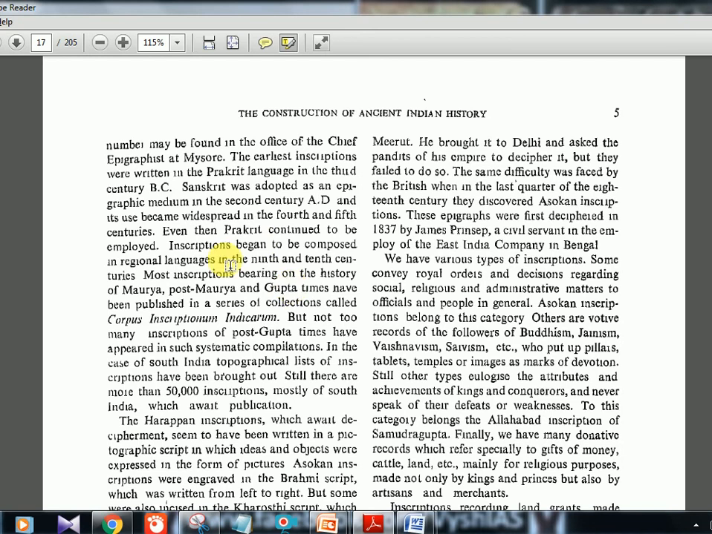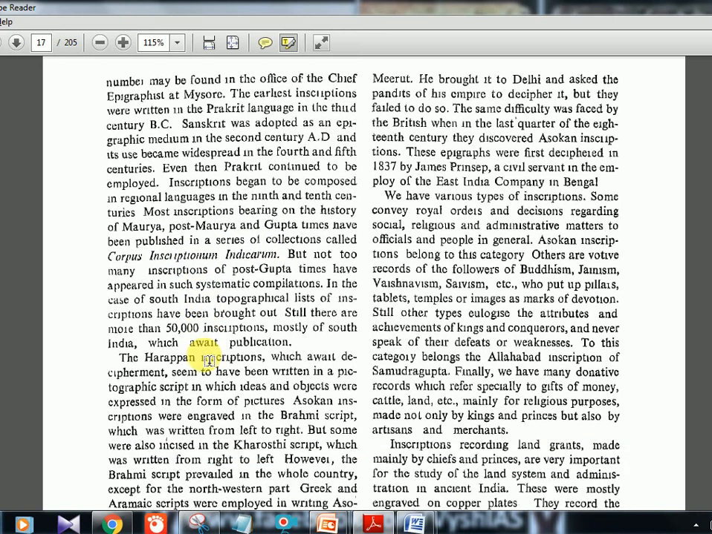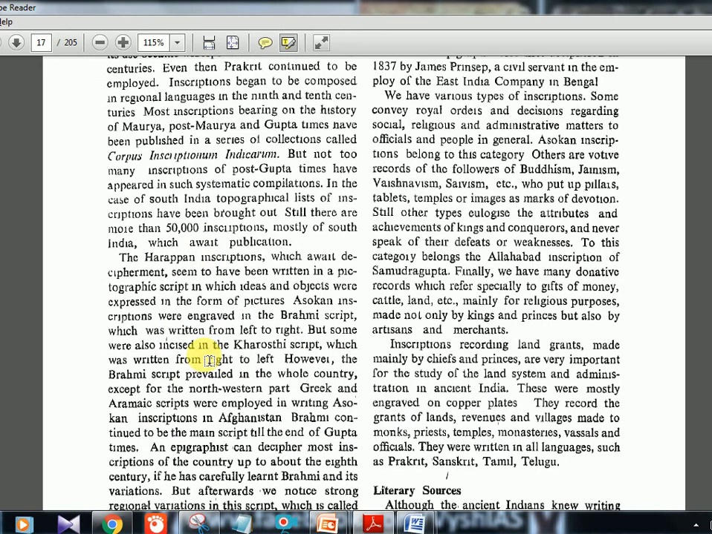Now the next one is the collection of inscriptions of different people, called Corpus Inscriptionum Indicarum. We don't need this. They're telling about the inscriptions collected during the post-Mauryan and Gupta time. It is called like that. Still there are more than 50,000 inscriptions, mostly of South India, which await publication. So most of the things are preserved in museums, but not published outside.